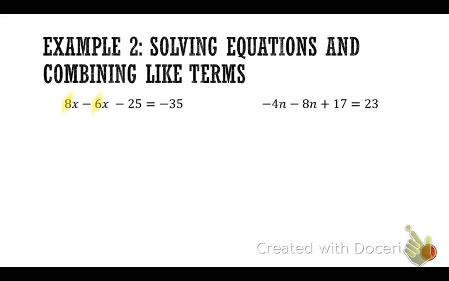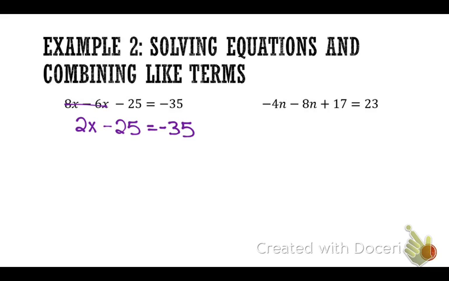So what's 8 minus 6? 2x. 2x, all right? So I'm going to combine that. That's the only thing different about this example, is I'm going to see these like terms and combine them. So 8x minus 6x is 2x, and now I can bring down the rest of the equation, and now I can solve it just like I was solving the ones in the last example. Okay?